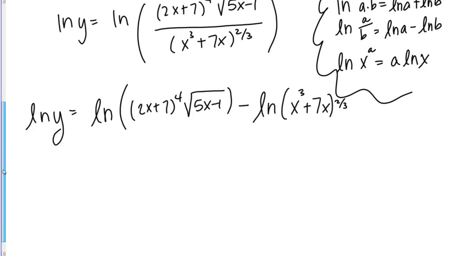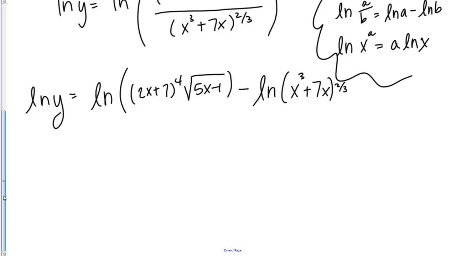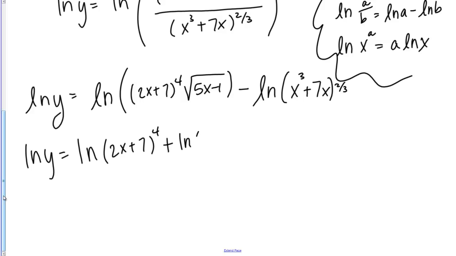Now in this first natural log, I can separate this product into a sum. So ln y equals ln of (2x plus 7) to the fourth, plus ln of (5x minus 1) to the 1/2. Notice that I rewrote that square root as a 1/2, and that's going to make it easier for you to see the exponent. Minus natural log of (x cubed plus 7x) to the 2/3.